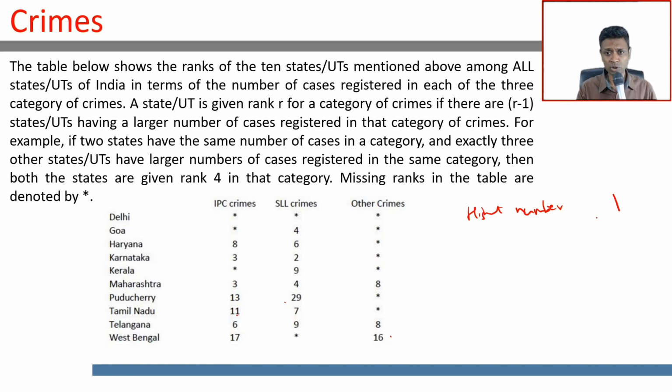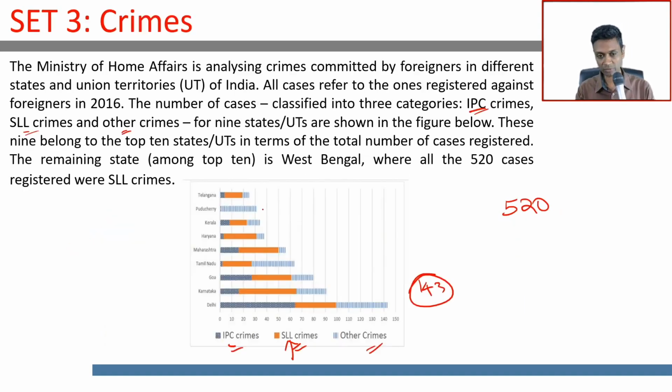Wonderful. For example, if 2 states have the same number of cases in a category and exactly 3 other states have a larger number of cases registered in the same category, then both states are given rank 4 in that category. And so there'll be a 1, 2, 3, 4, 4. This automatically means there's no 5, there'll only be a 6 after that. The regular ranking mechanism, no rocket science here. The only thing here, larger number of crimes, rank 1. This is a table, and this here is the graph.